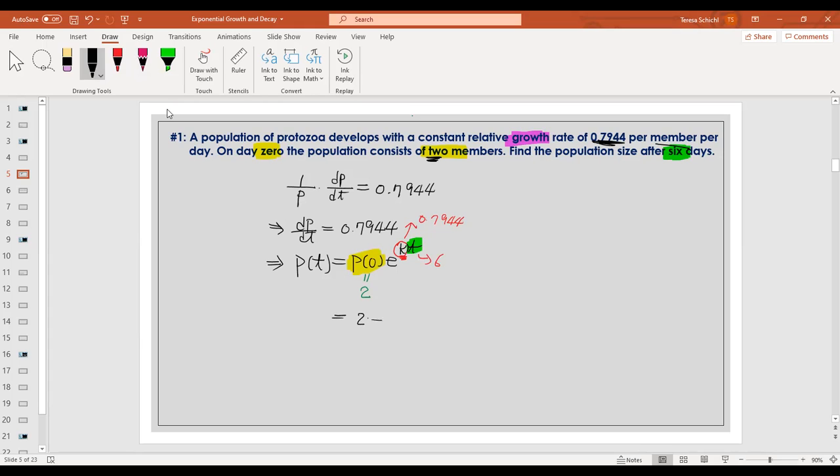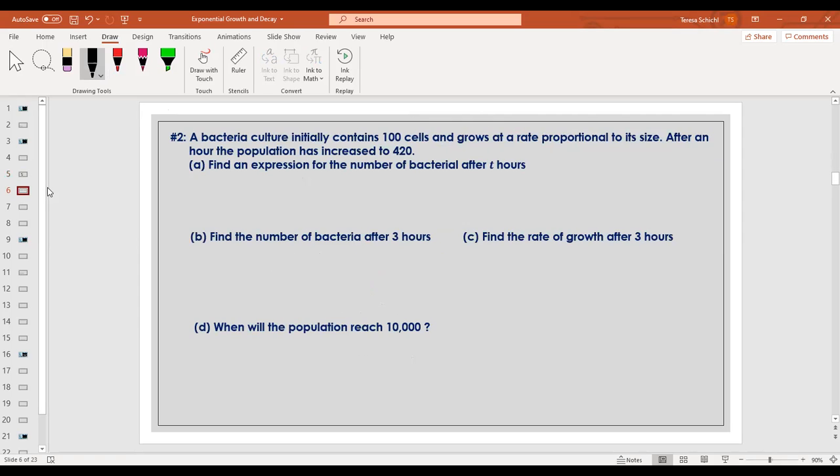So we have 2 times e to the 0.7944 times 6, and you get the answer of about 234.99. So you have about 235 members developed here. The first problem is a very easy, very straightforward type of problem. Now let's take a look at the second one.